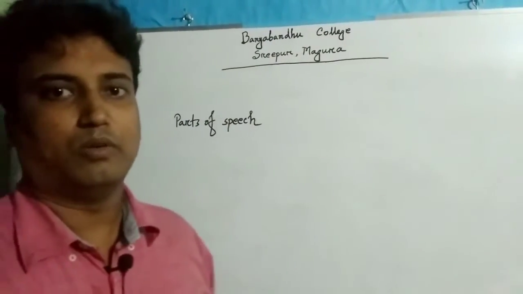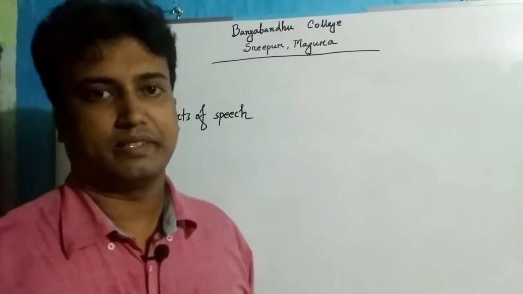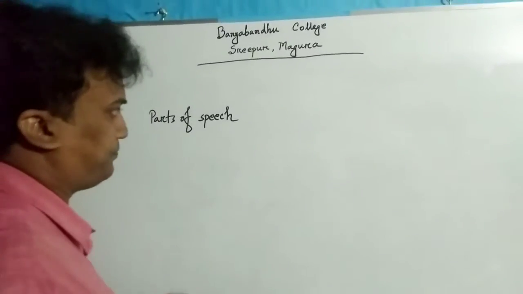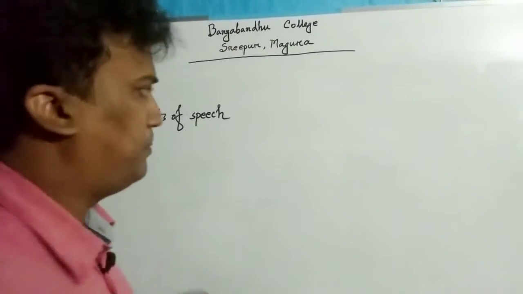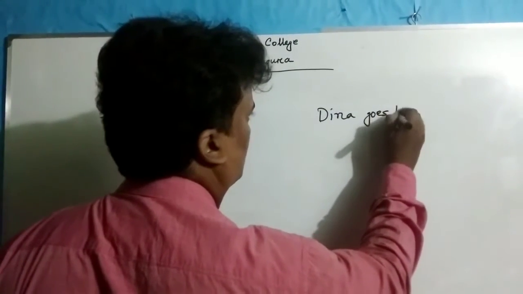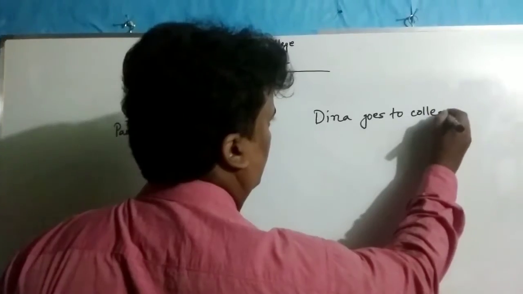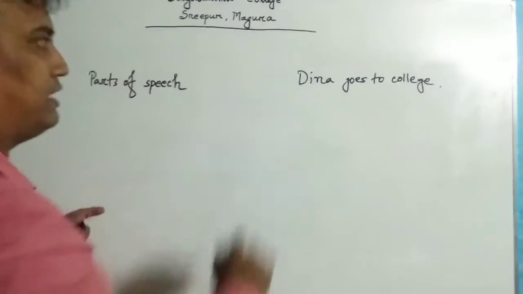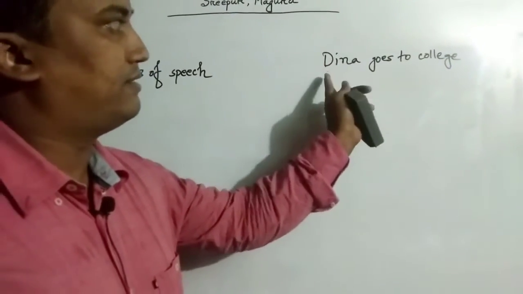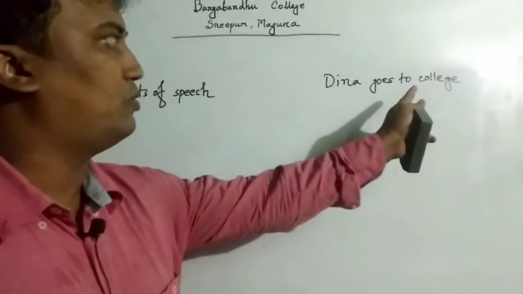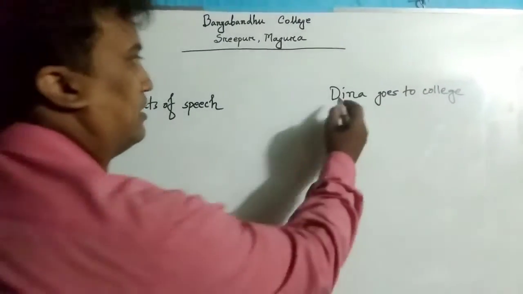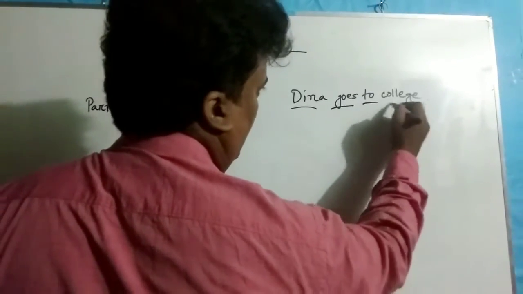The meaningful words of a sentence are called parts of speech. So, for example, Dina goes to college. You see, there are 4 words in these lines that make sense, that is the sentence. In this sentence there are 4 words and every word has a meaning. So it's a parts of speech.